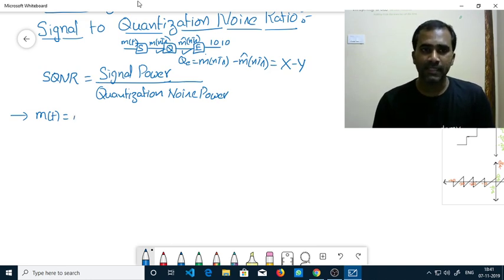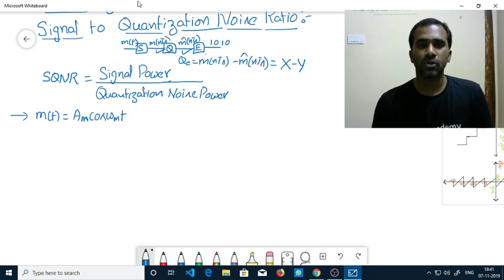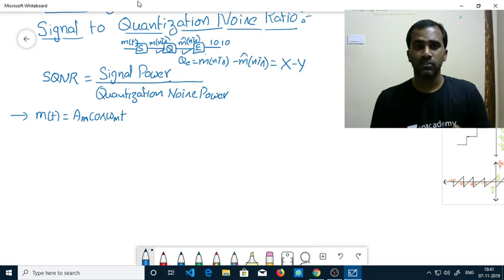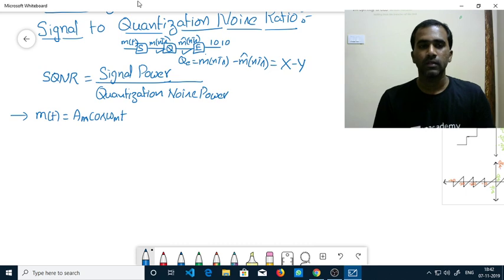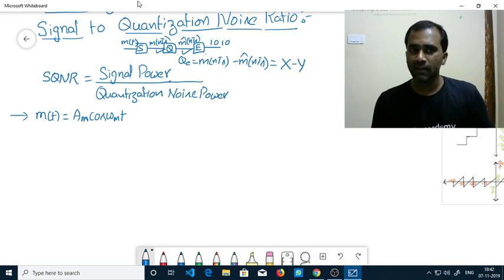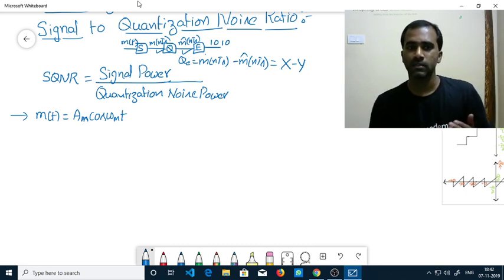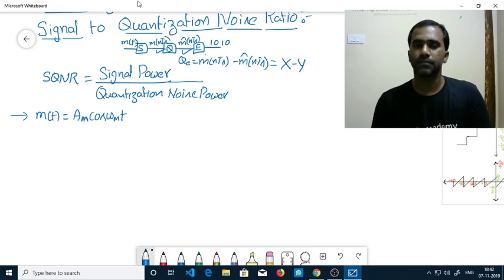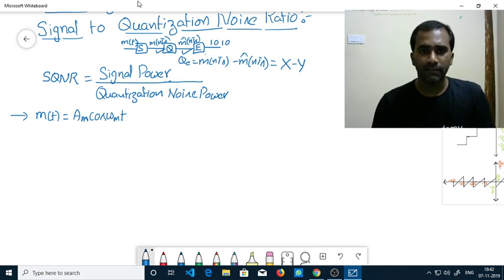Let me assume the message as Am cos ωmt, which means I'm assuming the message to be a sinusoidal signal. Practical signals need not be sinusoidal, but I am assuming this signal just for calculation's sake. So if the message changes, our final answer also changes. But let us do the calculation for this signal. Now, one more thing, we also have to understand quantization error.